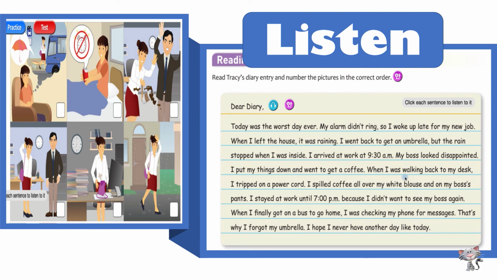When I was walking back to my desk, I tripped on a power cord. I spilled coffee all over my white blouse and on my boss's pants. I stayed at work until 7 p.m. because I didn't want to see my boss again. When I finally got on a bus to go home, I was checking my phone for messages. That's why I forgot my umbrella. I hope I never have another day like today.